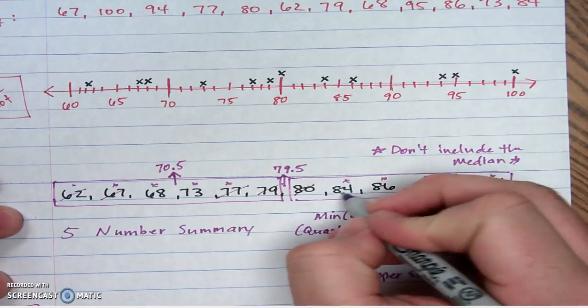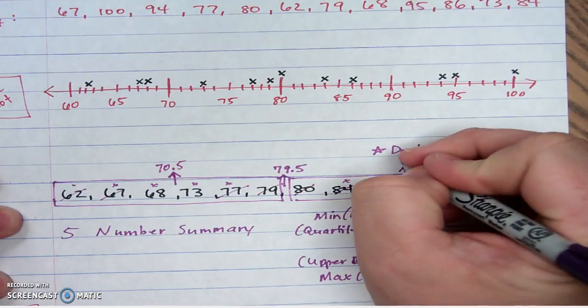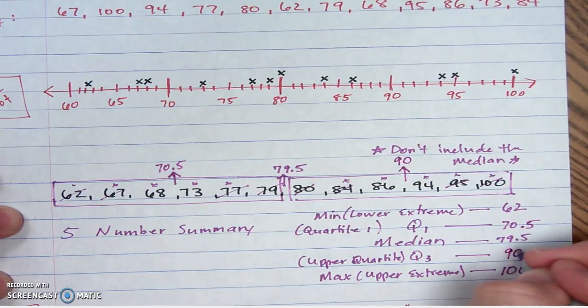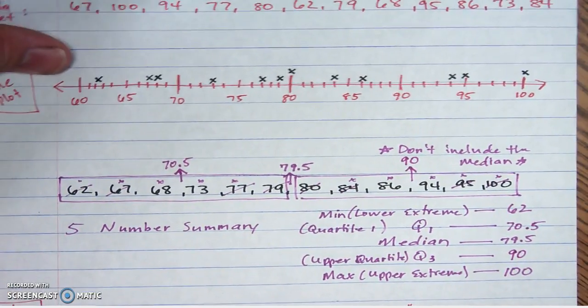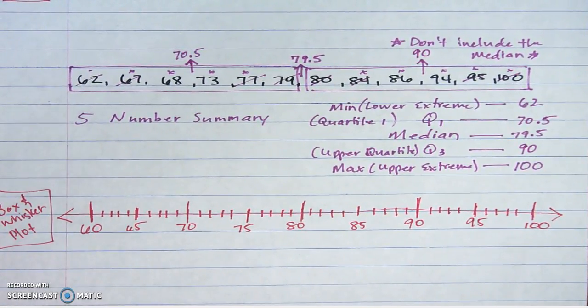And then my upper quartile, I'm going to do the same thing. 80 goes with 100, 84 goes with 95. I'm finding the middle of 86 and 94, which is 90. So my upper quartile is 90. So this is what we would call the 5-number summary. Now all we need to do is make a box and whisker plot using our 5-number summary.